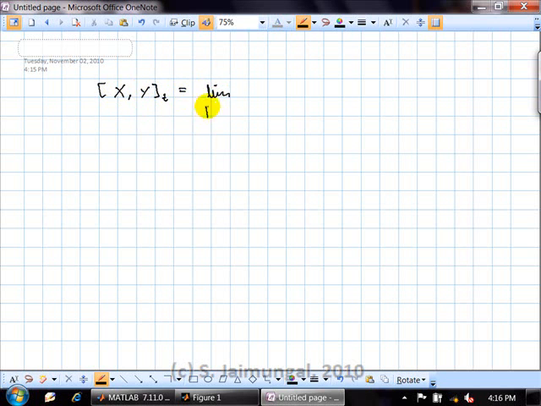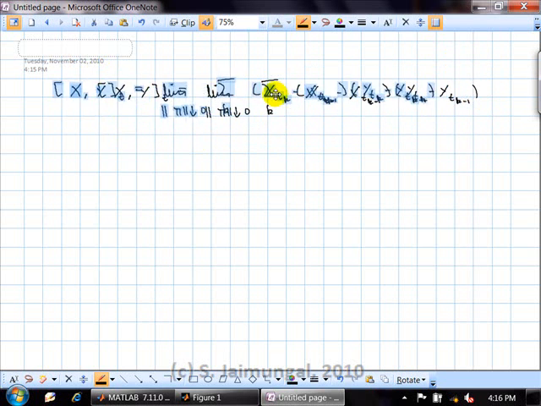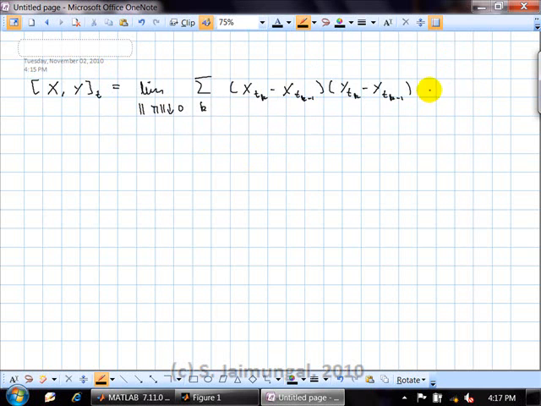instead of taking the sum of the squares of the increments of a process, you take the increments of two different processes and multiply them together, and sum them up over a partition and take the limiting case of the partition going to zero. So what do you expect this result to be? What's your guess?